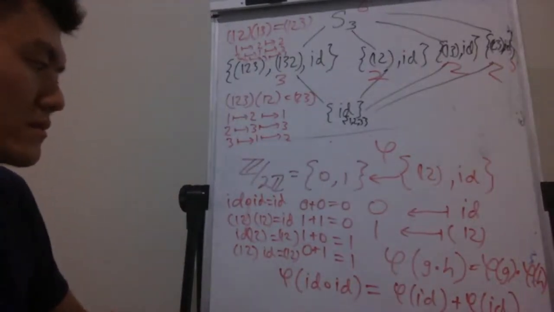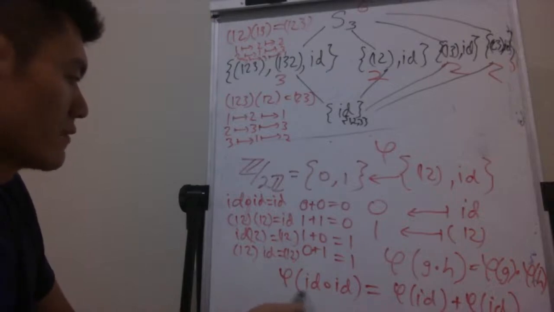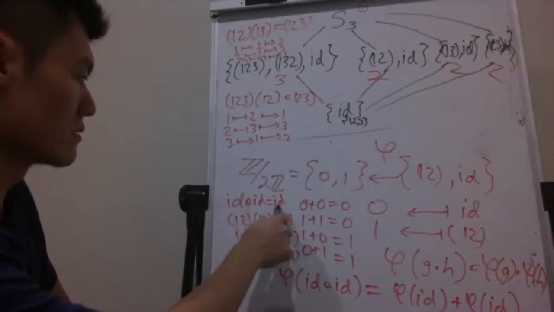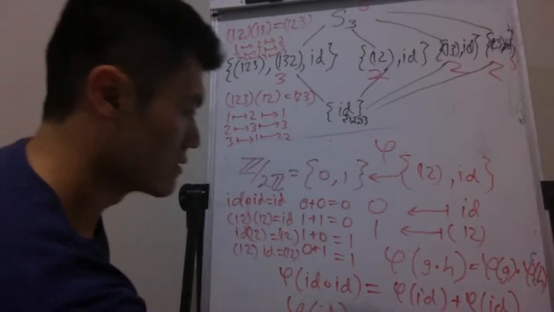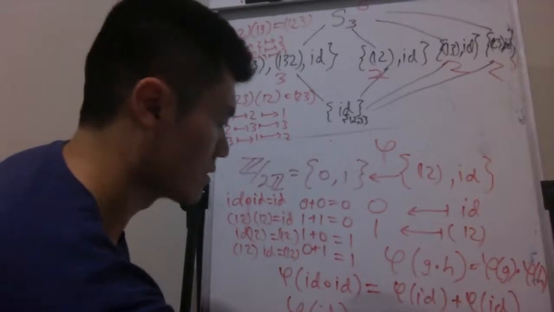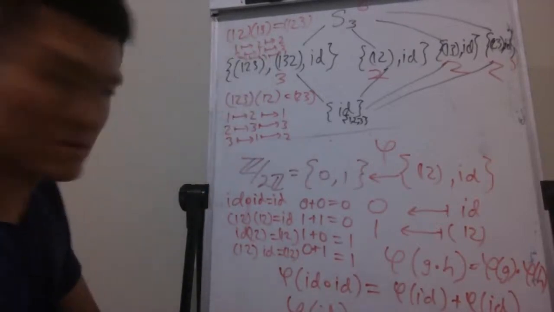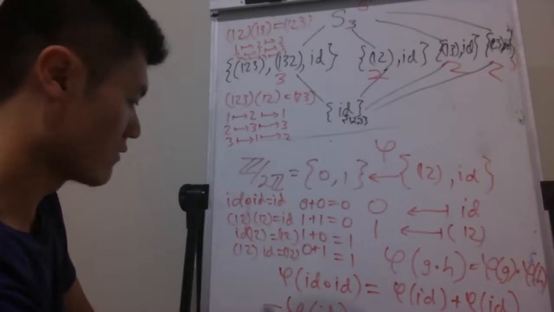You mean a Greek letter phi? Yeah. Oh, okay. So can you see phi of identity composed with identity is just identity. It's just phi of identity, right? And then this thing is 0 plus 0, right? But 0 plus 0 is just 0, which is phi of identity, right?